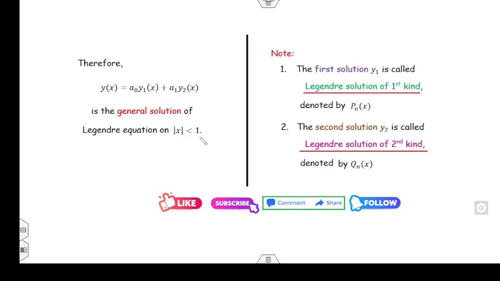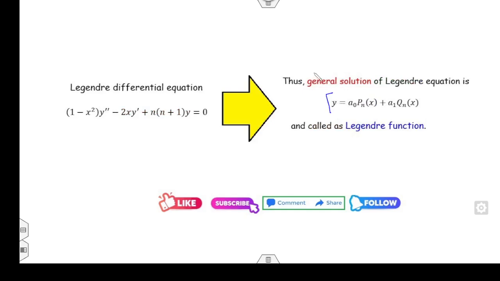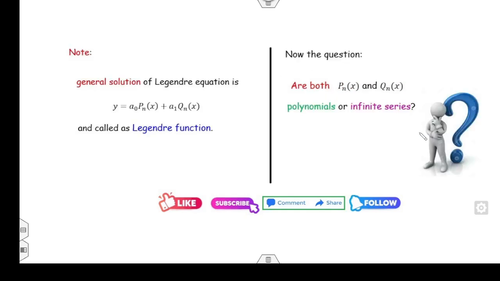Make sure y1 is called the first solution. It is also known as the Legendre solution of the first kind and it is denoted by Pn(x), while y2 is called the Legendre solution of the second kind and denoted by Qn(x). Therefore, I can write the general solution because they are LI. General solution is defined as a0 Pn(x) plus a1 Qn(x), which is called the Legendre function.